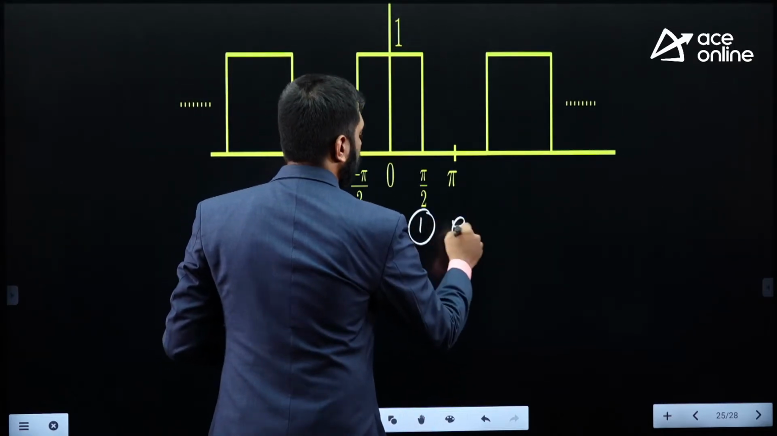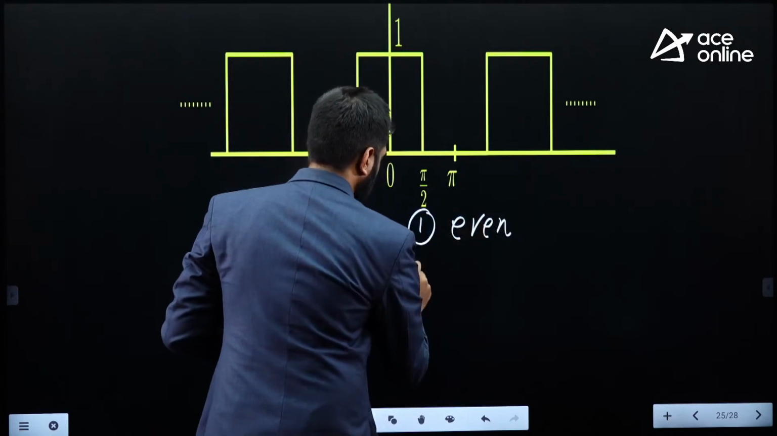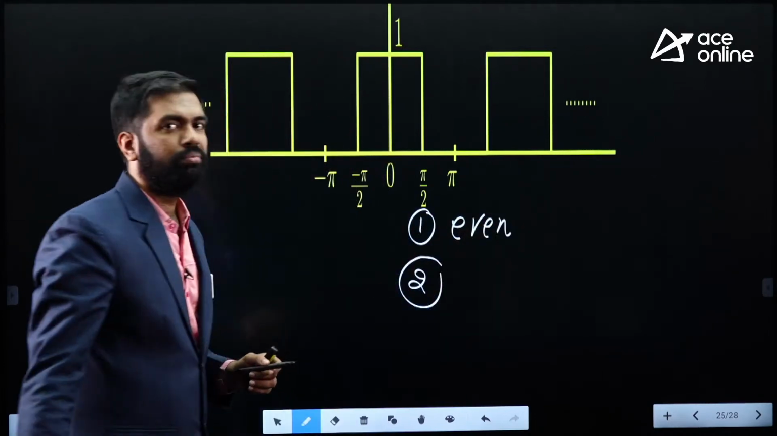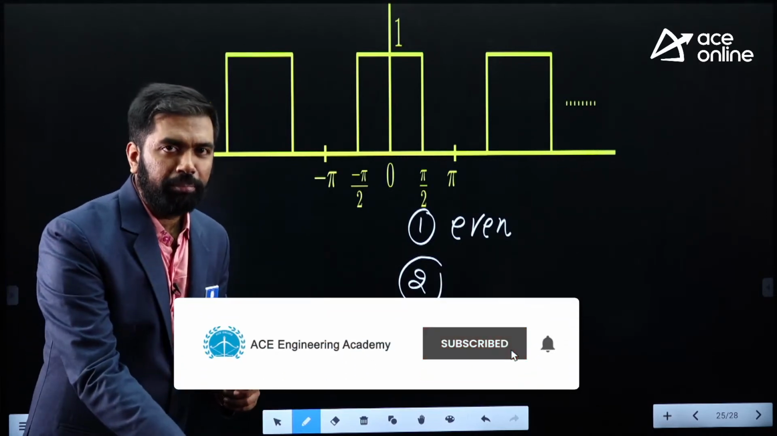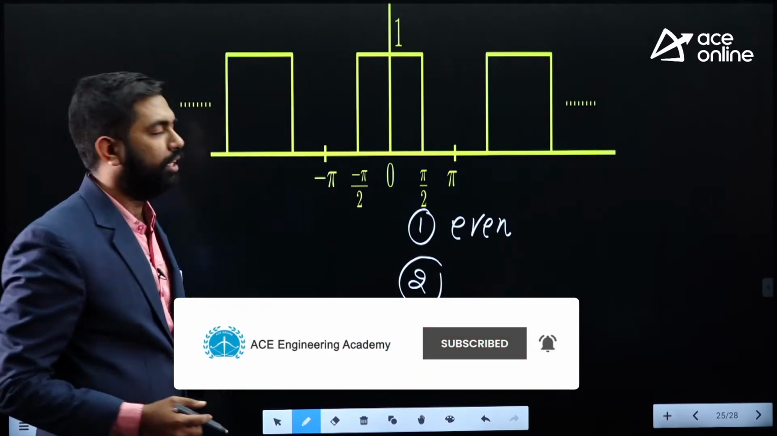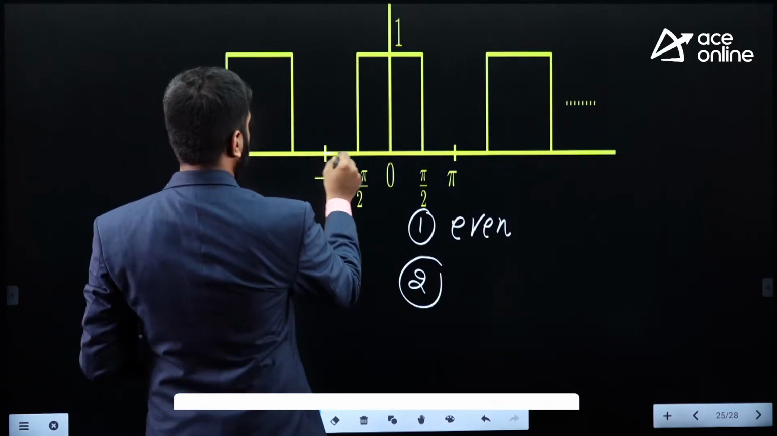It's an even signal. Can you tell us what the DC value is? How do you find the DC value? For that you have to integrate over one fundamental period and divide by the fundamental period. So let's analyze this waveform, which is like this.